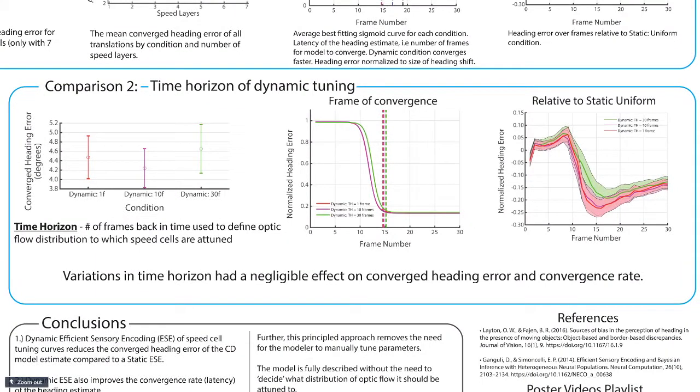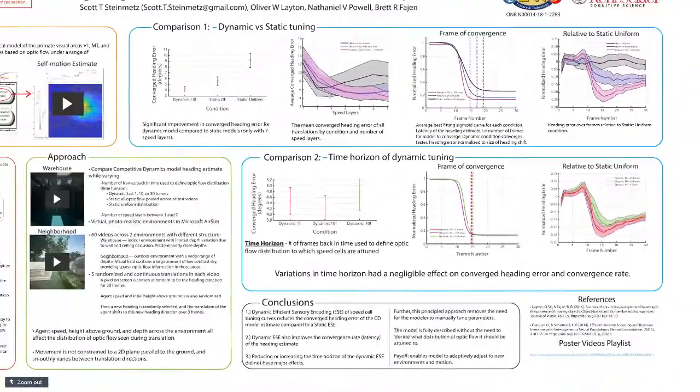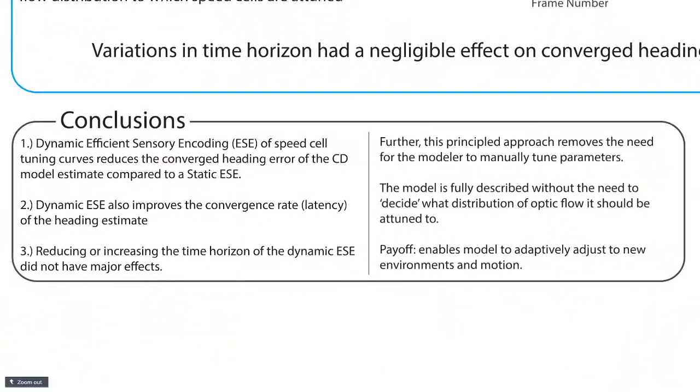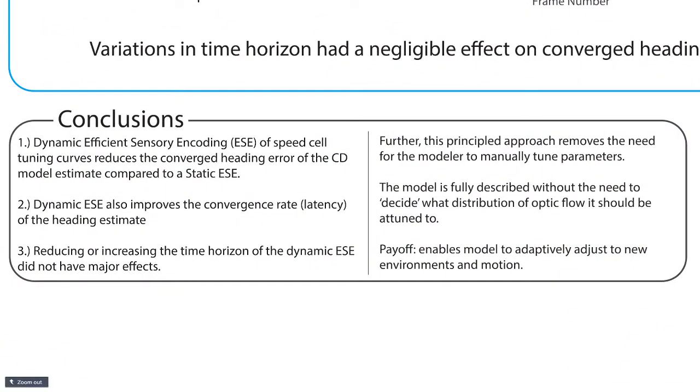We then examined whether the time horizon of the dynamic condition mattered, as in whether the model was attuned to the optic flow from the previous 1, 10, or 30 frames, and this had no major effect, though the 10-frame condition had some slight advantages, mostly due to numerical consistency. So, in conclusion, a dynamic efficient sensory encoding approach to speed cell tuning produced more accurate heading estimates more quickly than a static one.